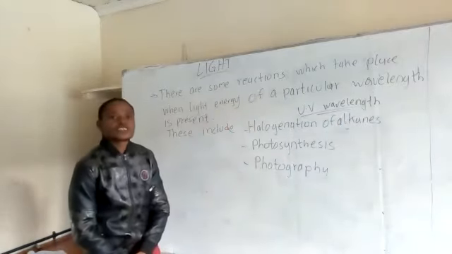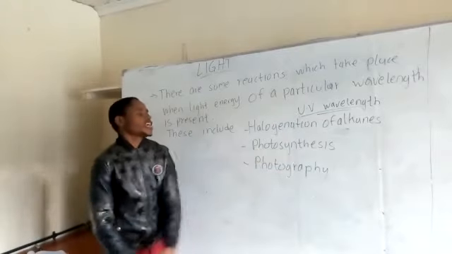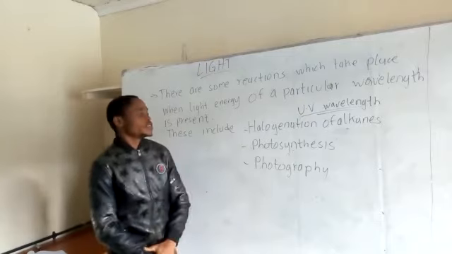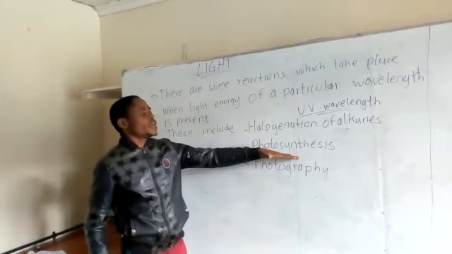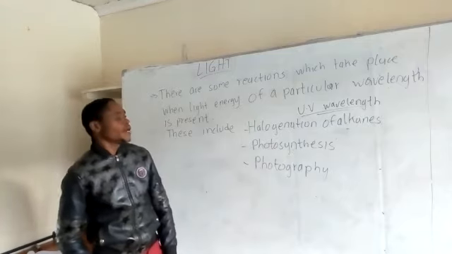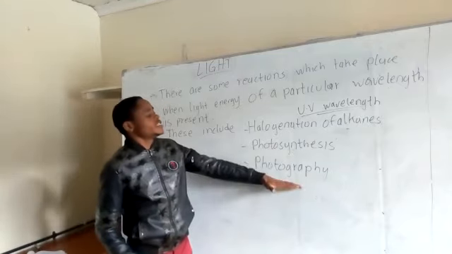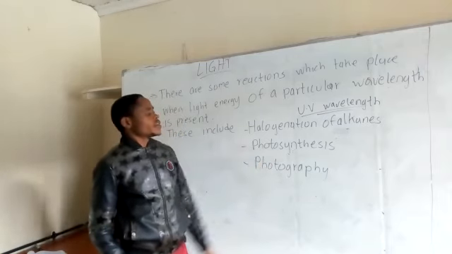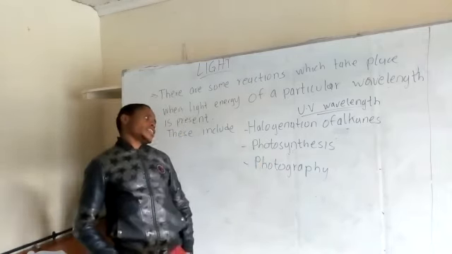Then we have photosynthesis. You've done this in biology, for those of you who take biology. In order for plants to make their own food, light, especially sunlight, must be present. And finally, in photography, light is also a factor there.